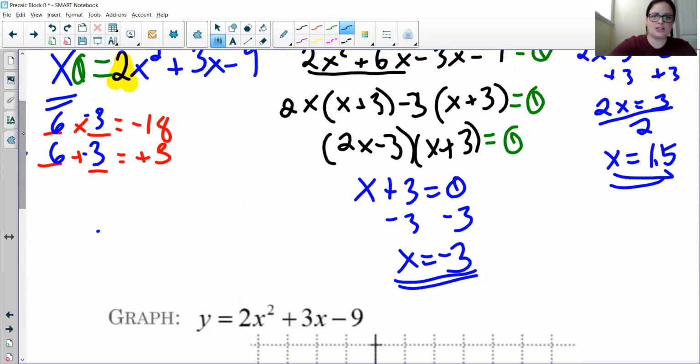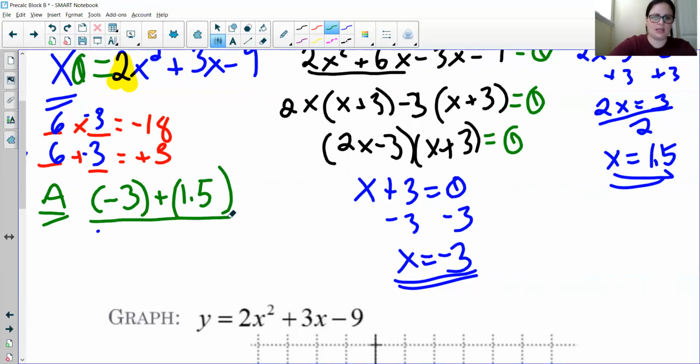The next stage, and I'll change colors and do this in green, is to find our axis of symmetry. That's our second step. We're going to take our two x-intercepts, negative 3 and 1.5, add them together, and divide by 2. Negative 3 plus 1.5 is negative 1.5, divided by 2. I actually did mine in fractions, because I like to confuse myself when I'm doing notes in real time. This is negative 0.75.